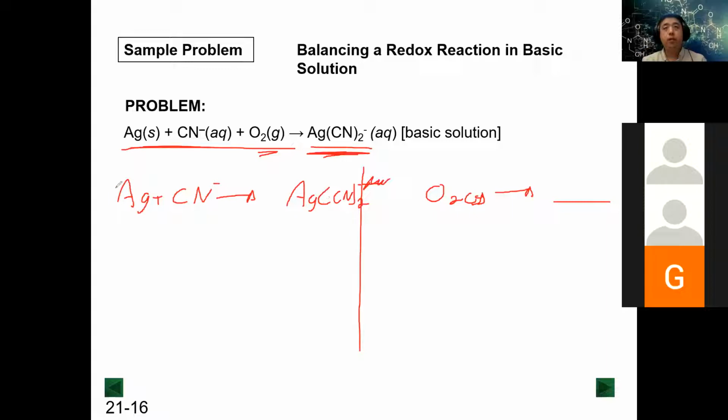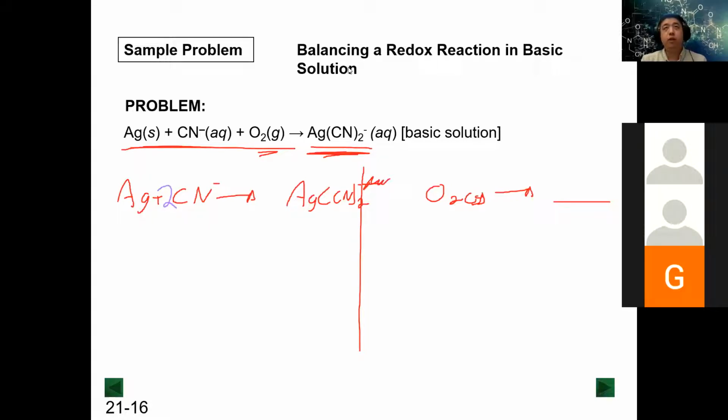So it looks like I have one Ag and one Ag. It's not an issue. But I do have, if you look carefully, two CNs. So I need to go ahead and put a 2 in front of that CN. Okay, so now I have one Ag, 2 CN becomes Ag(CN)2. Any questions up to that step? All right. With that said, do you see any oxygens or hydrogens? No, right? So we can actually skip all of the things with oxygens and hydrogens. Let's focus on just the charge, okay?